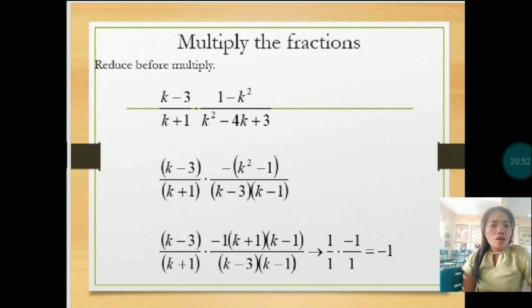So we have k minus 3 can be cancelled out. Then k minus 1 also can be cancelled out, as well as k plus 1. Now what remains is 1 over 1 times negative 1 over 1. Therefore, our answer is negative 1. Okay.